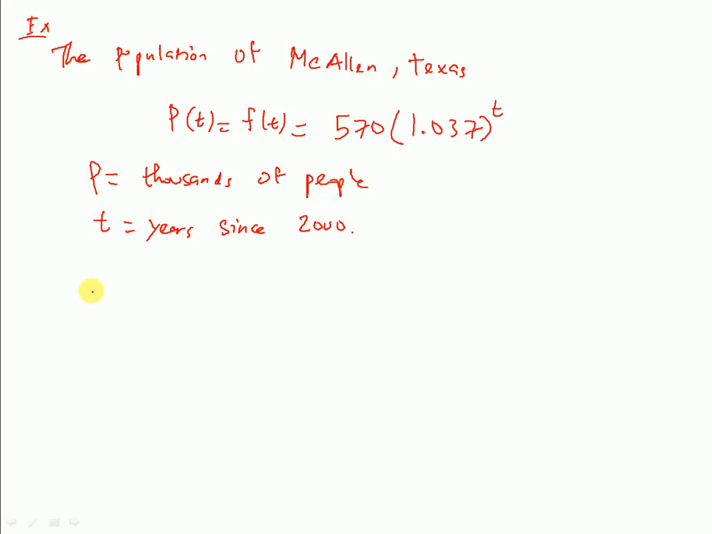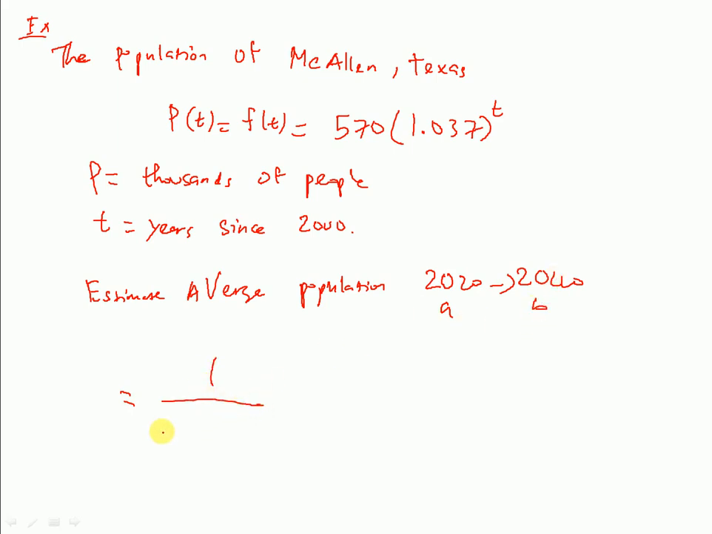Okay, now you want to estimate the average value, or the average population, from the year 2020 to 2040. Okay, so they give us the interval from 2020 to 2040. This is a, this is b, right? So we can estimate the average population by using the formula 1 over b minus a, which is 2040 minus 2020, and multiply by the integral from a to b of the function f of t dt.